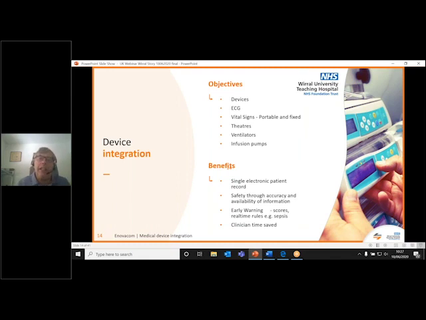So, device integration. I know we're concentrating to some extent on ICU and ventilation, but within our organization, it's obviously all devices that can be integrated. There are some devices that can't be integrated because they don't have the ability to take in patient names, etc. But we're also looking at ECG across two platforms. We've got 300 Welch Allyn vital signs mobile devices. I've mentioned that all of theatres are fully integrated. Ventilators are fully integrated.